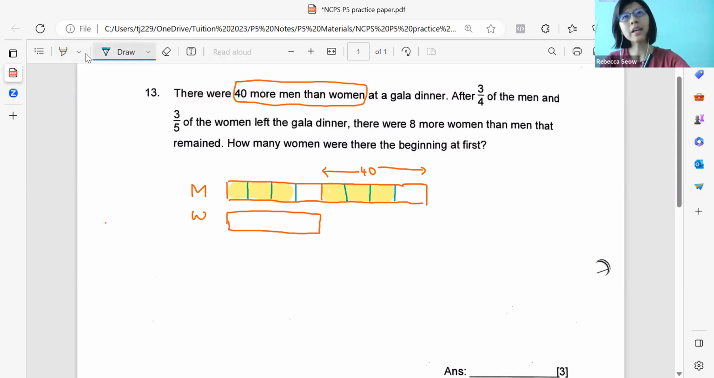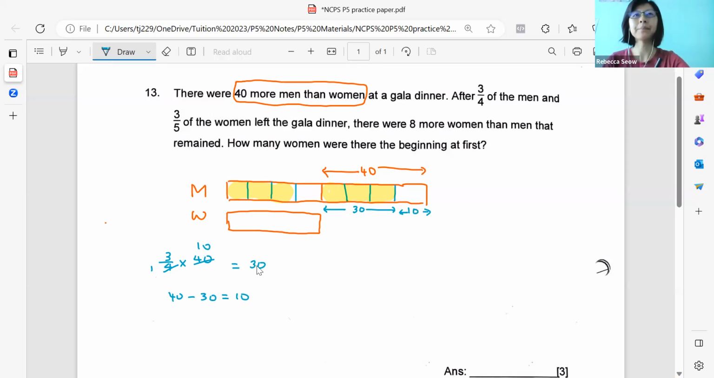Now, I think we are able to come up with the number of men within the 40 who left. So what is 3/4 of 40? That would make up 30 men who left. Remaining men, well, we take 40, take away 30, that would give us 10.